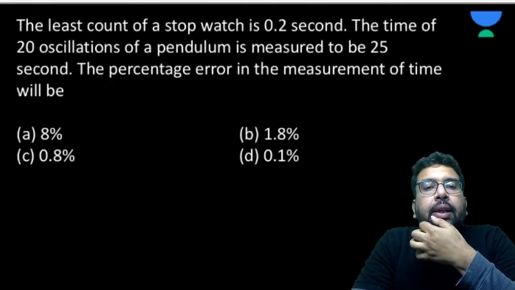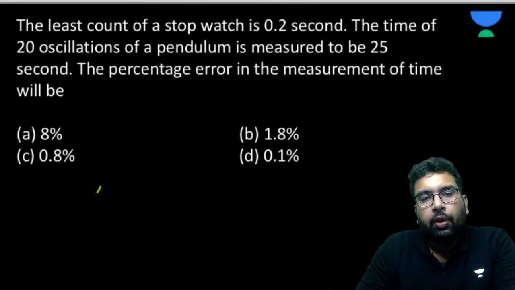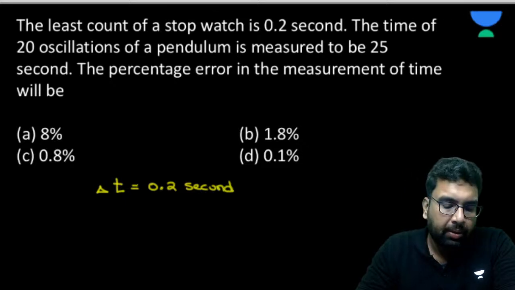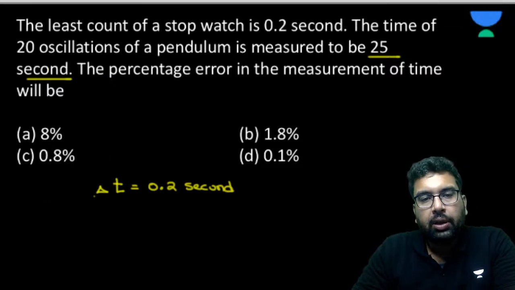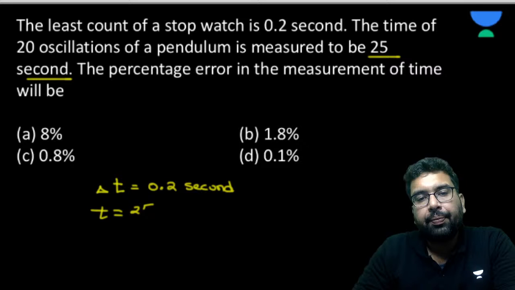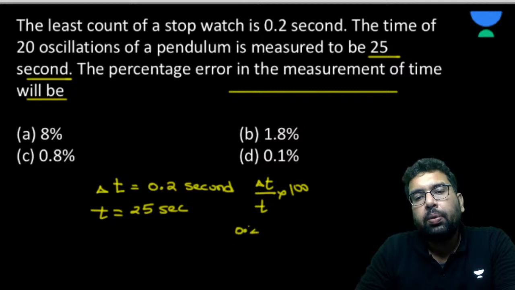Okay, let's see. It says the least count of a stopwatch is 0.2 seconds. If you have followed my lecture, I showed it by delta t. This is not the time period, but this is the error. So least count refers to the error in the measurement of time. How much measurement is done? 25 seconds. So T is equal to 25 seconds. What is the percentage error in the measurement of time? It is delta T by T into 100, so 0.2 by 25 into 100, that is 0.8%. So clearly it is 0.8%.